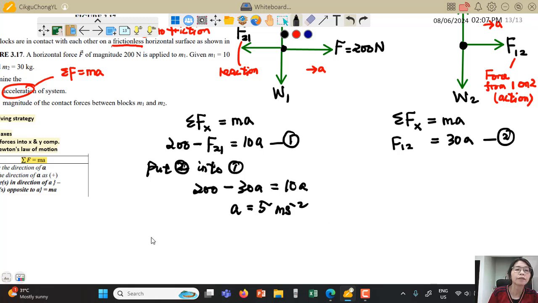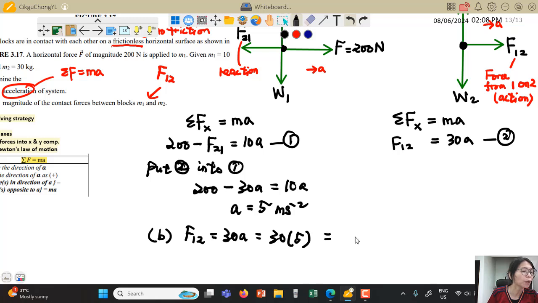Then for the second question, part B, I want to determine the magnitude of the contact force between block M1 and M2. This actually refers to F12, so refer to equation 2. F12 will be 30a. The acceleration is 5, so I get the contact force between the two blocks to be 150 Newton.